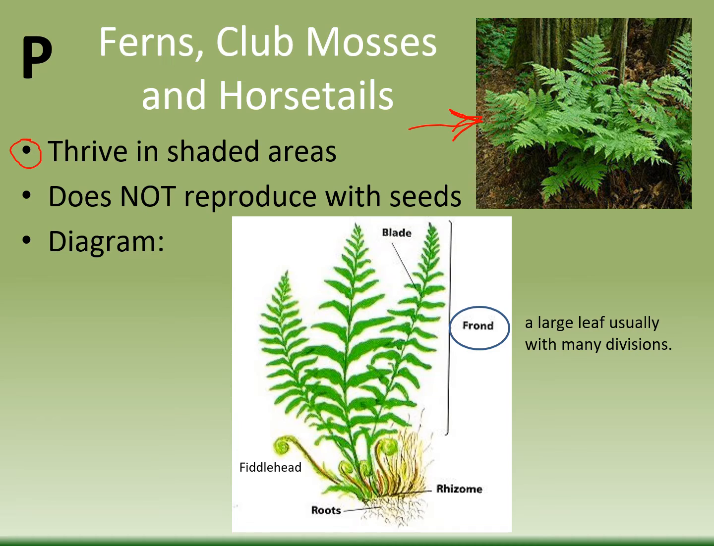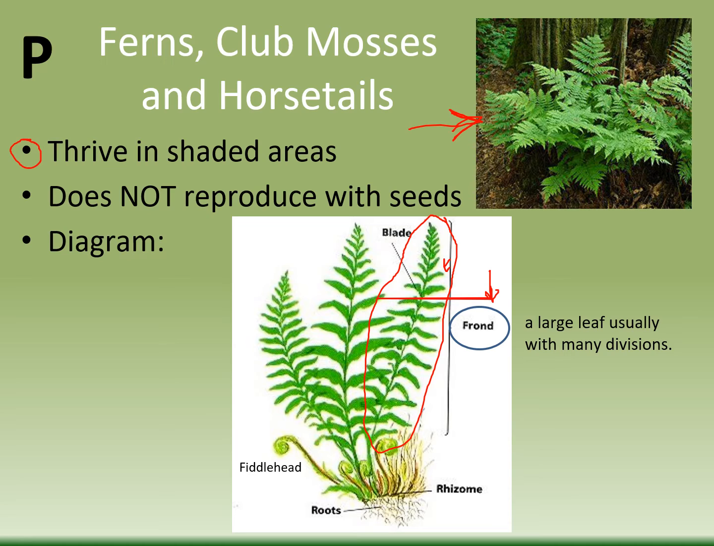They do not reproduce with seeds. And so we're going to talk in a few minutes on how they reproduce without seeds. But if you look at this visual right here, this diagram, these long things that we would often call ferns or leaves are actually called fronds. Fronds. And these fronds have little blades on them, okay? And they are leaves, but it is one long leaf, but it has really just a different name when it's a fern with the frond.